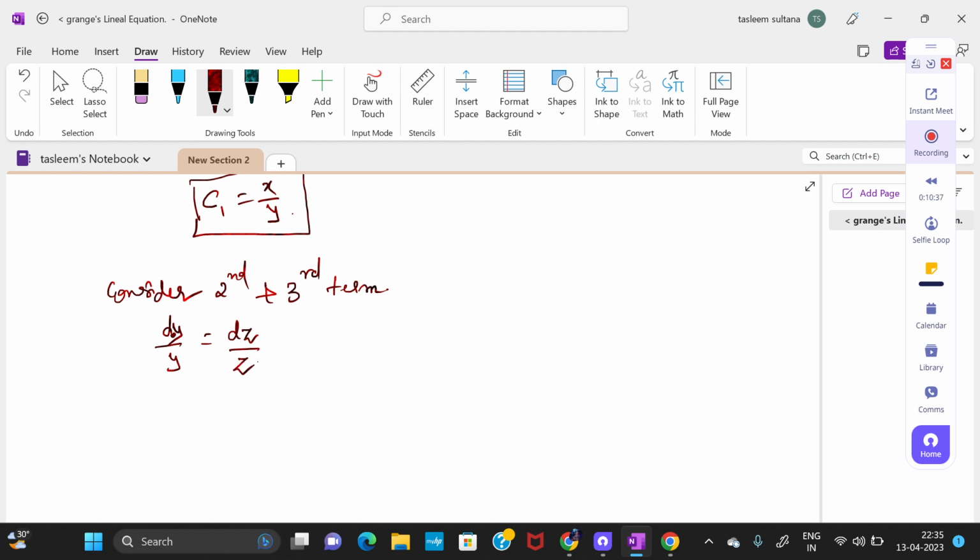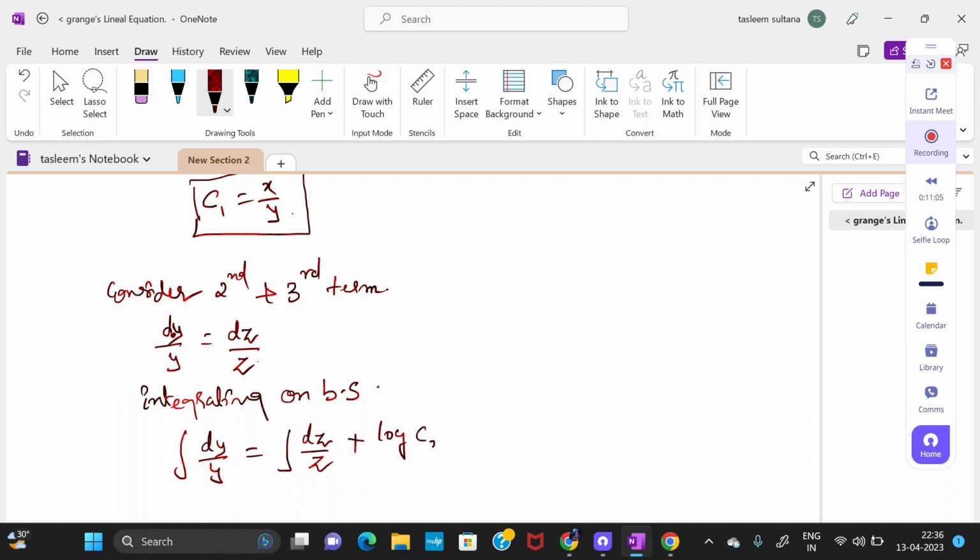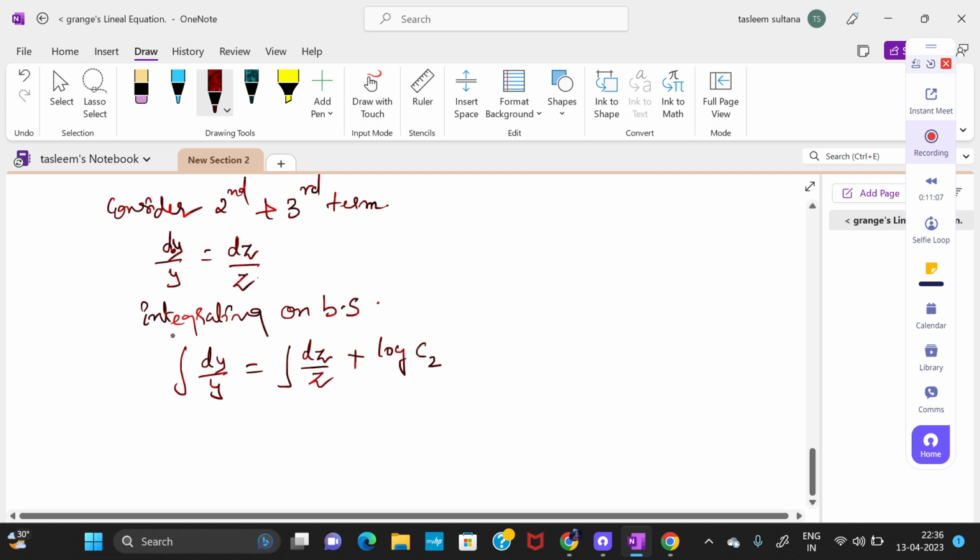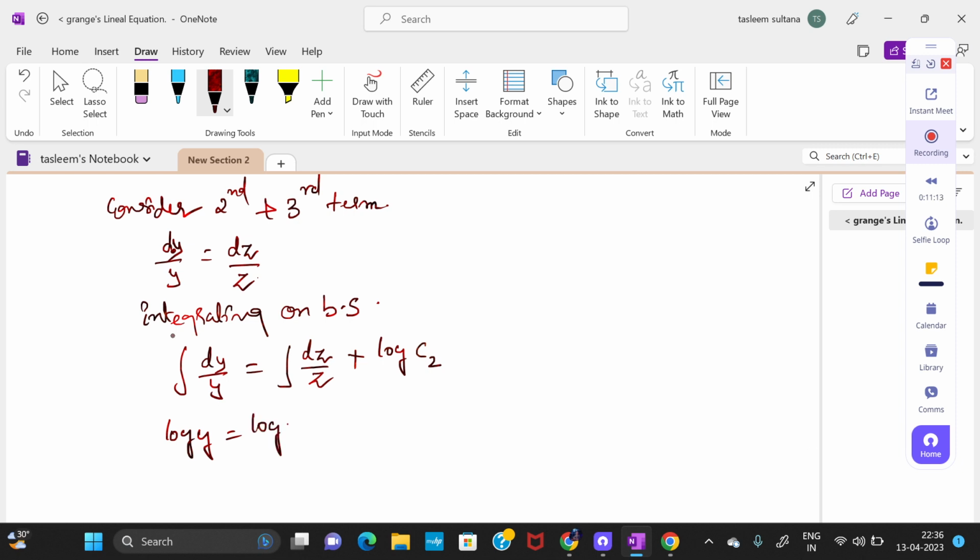Now here also, instead of doing any cross multiplication or shuffling, because the respective terms are already with the respective terms only, we'll go directly for integrating. Integrating on both the sides, integral of dy by y is equal to integral of dz by z. Here also the two terms are going to come into log form, so I will take log c2 as the arbitrary constant. Log y is equal to log z plus log c2.